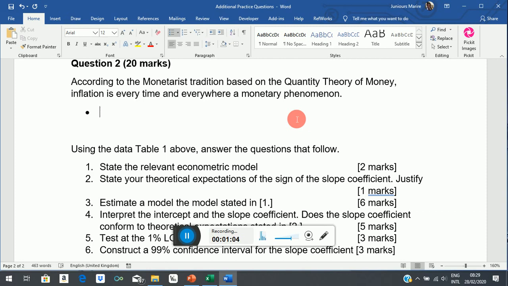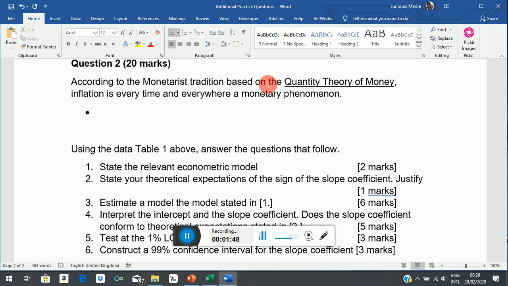Now, according to the monetarist tradition, based on the quantity theory of money, inflation is every time and everywhere a monetary phenomenon. Now, you would have done the quantity theory of money in economics 102. And certainly in economics 202, you might have discussed it as well. In 102, when you were looking at inflation, that's where you would have discussed it. And you defined inflation as too much money chasing too few goods, as just one of the definitions.